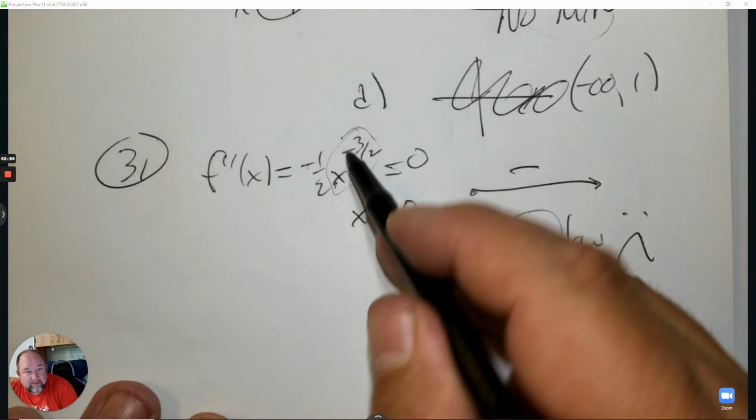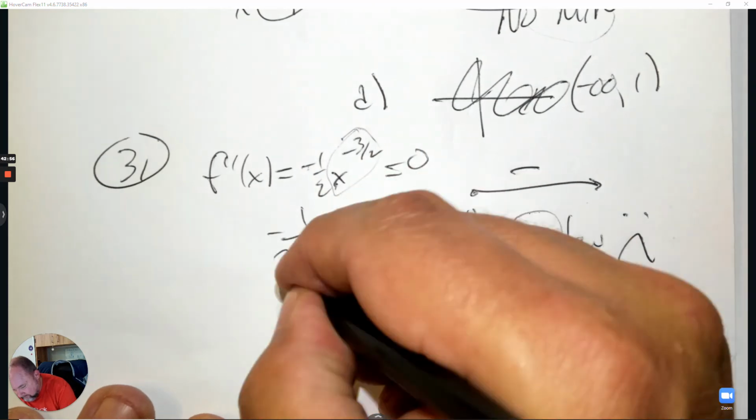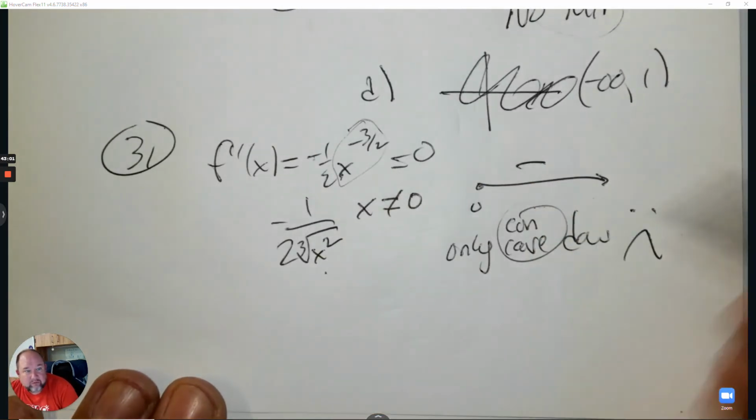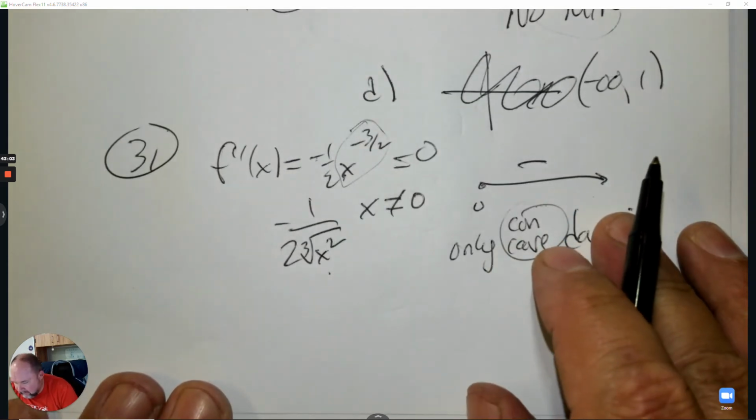In fact, this is a fraction, and it can't even equal 0, so there's no solution to it, so it's only concave down.